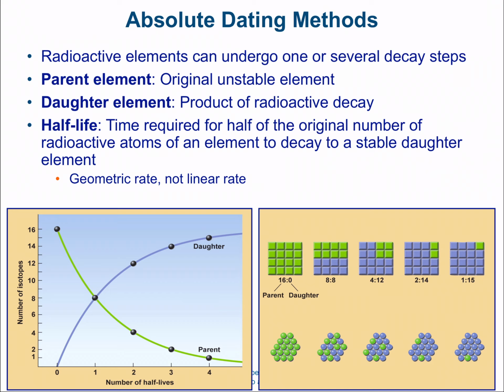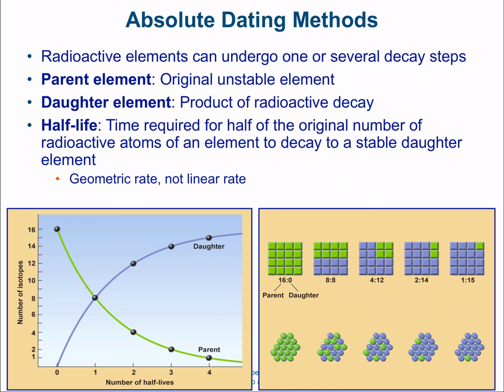We have what we call the parent element. That is your original unstable element. The daughter element is the product of the radioactive decay, and your half-life is the time required for half of the original number of radioactive atoms of an element to decay to a stable daughter element. It is not a linear rate. It is a geometric rate.